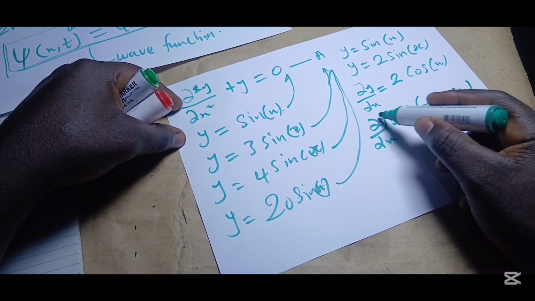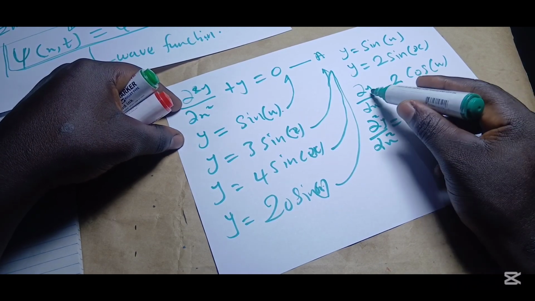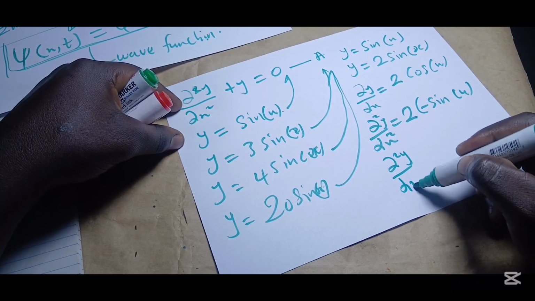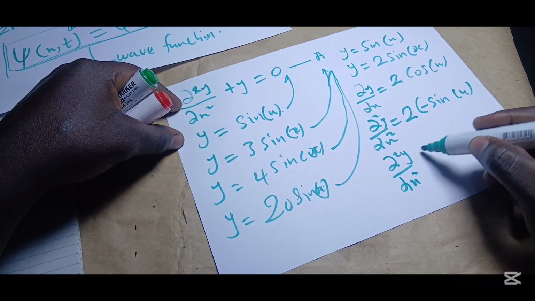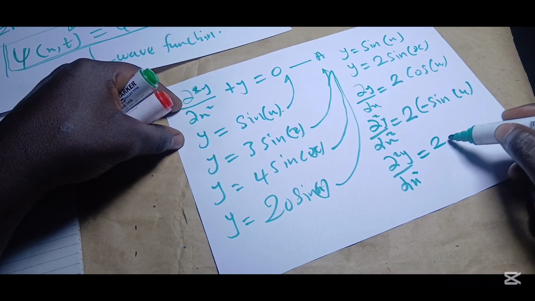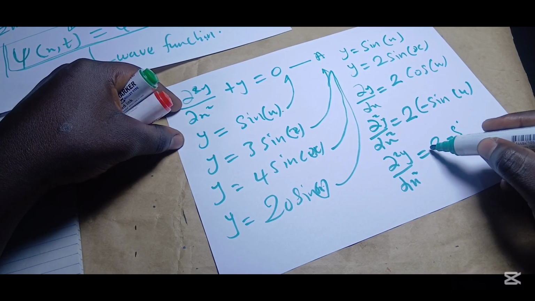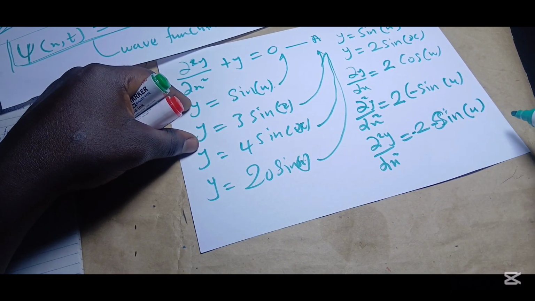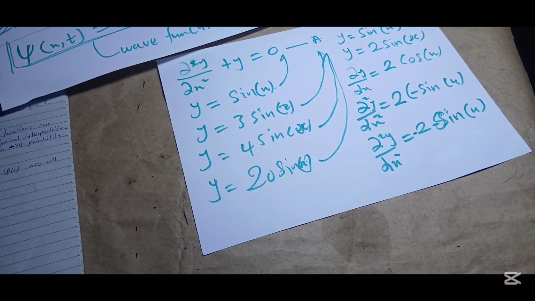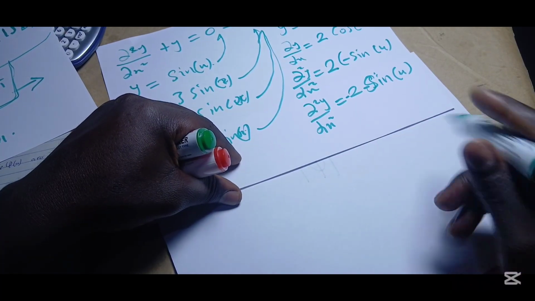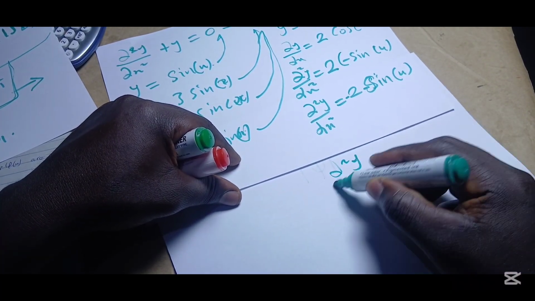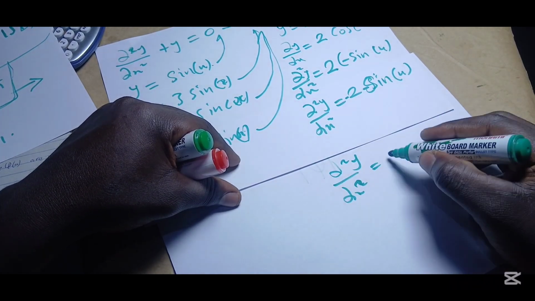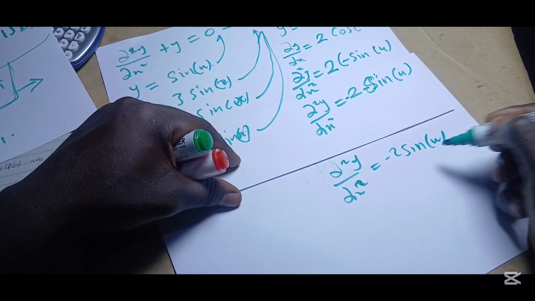Sorry, this will be the second order. We first differentiated it, we are differentiating again. So d squared y over dx squared should be equal to, simplifying this, minus 2 sine x. So now d squared y over dx squared will give us minus 2 sine x.